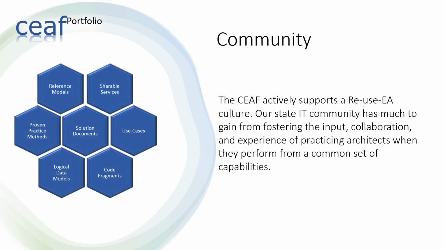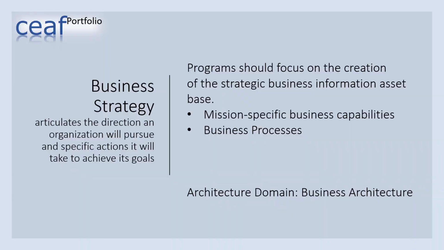Department leaders should charter their EA programs and architecture teams to share their reusable assets at the agency level and through the EA community to other state entities to benefit California's IT community. The second core capability is business strategy.